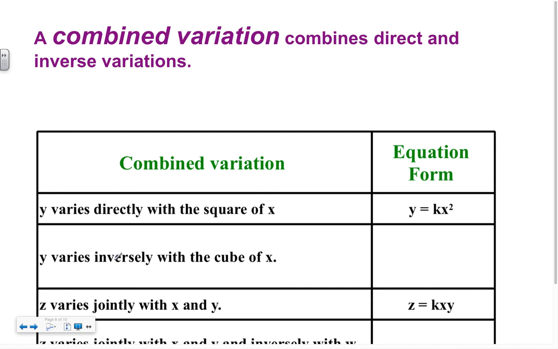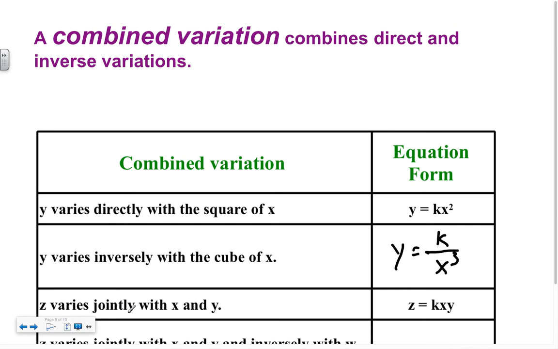Y varies inversely. Inversely means to divide. So inversely with the cube of x. So I'm going to write that one as y equals, we have our constant of variation k. Inversely means to divide, so we're going to divide that by the cube of x. So therefore we get x cubed.